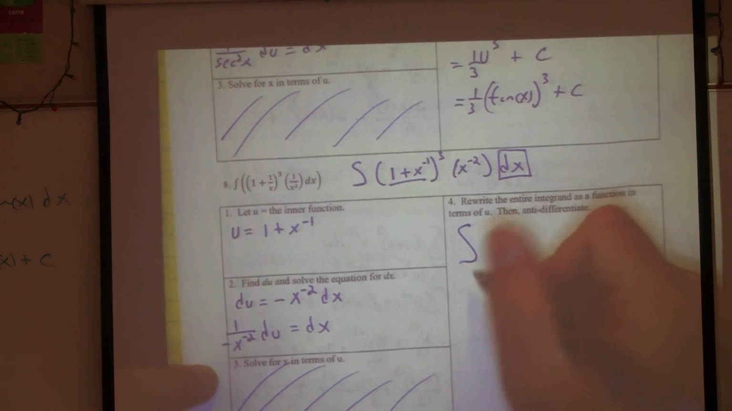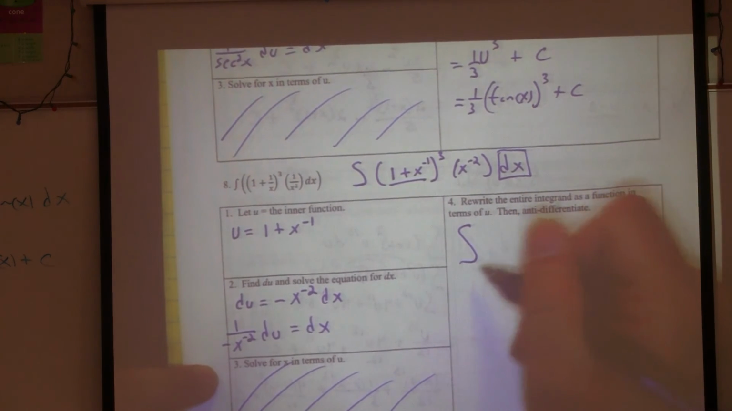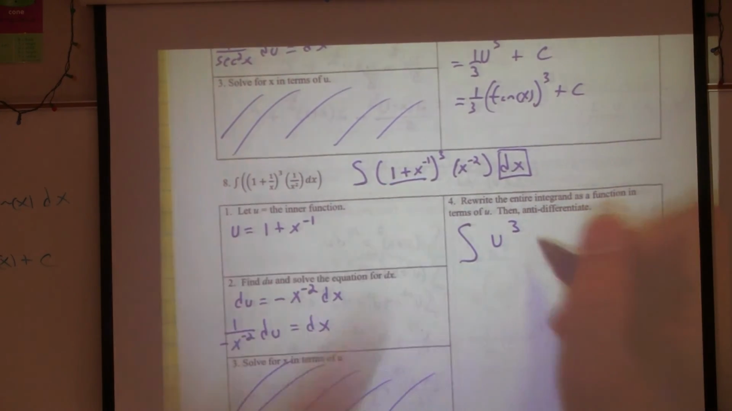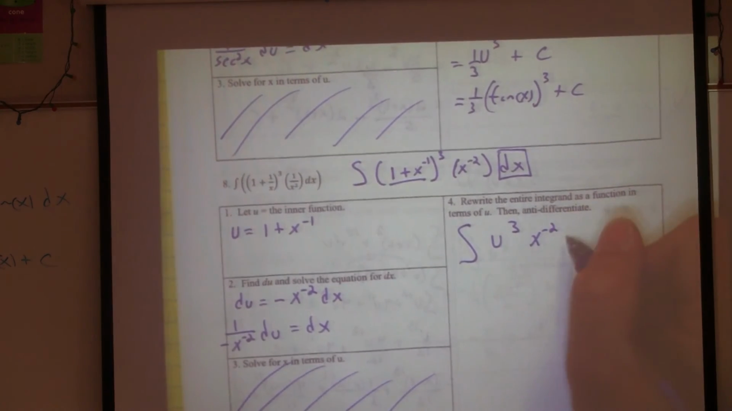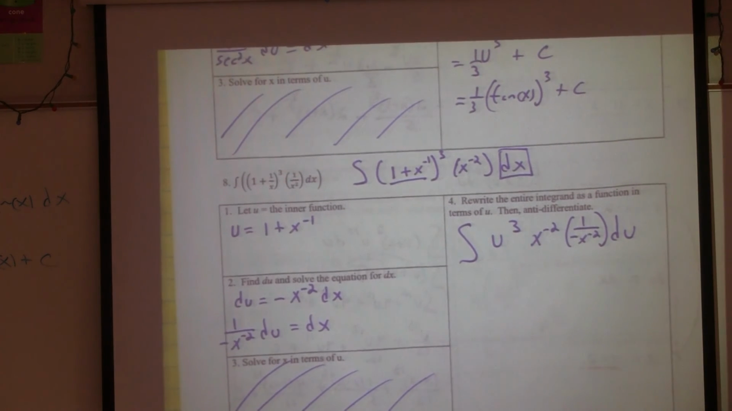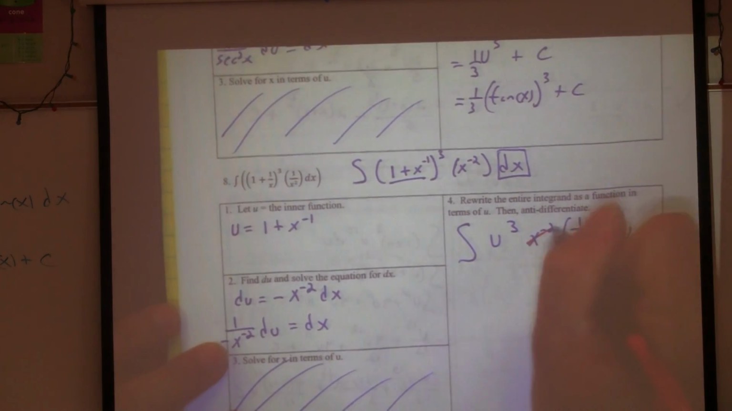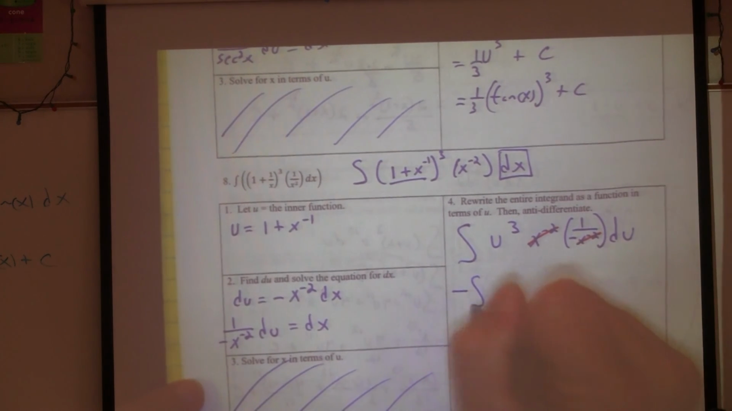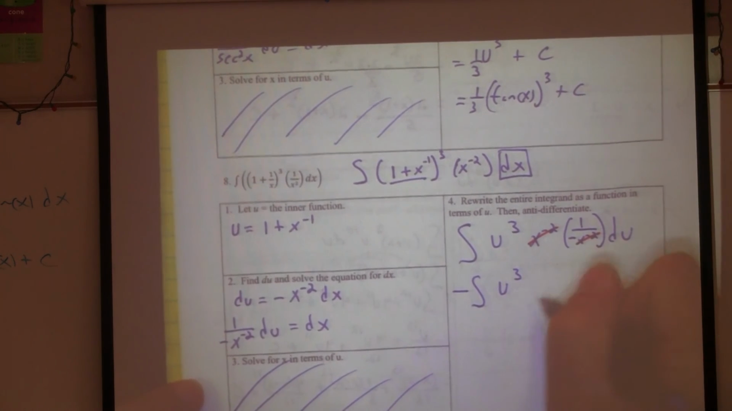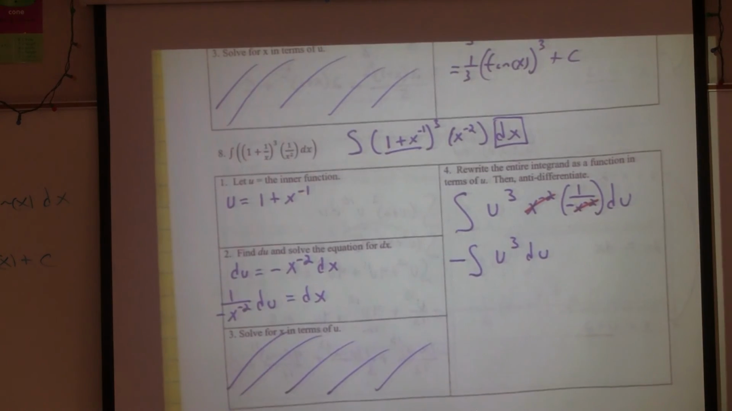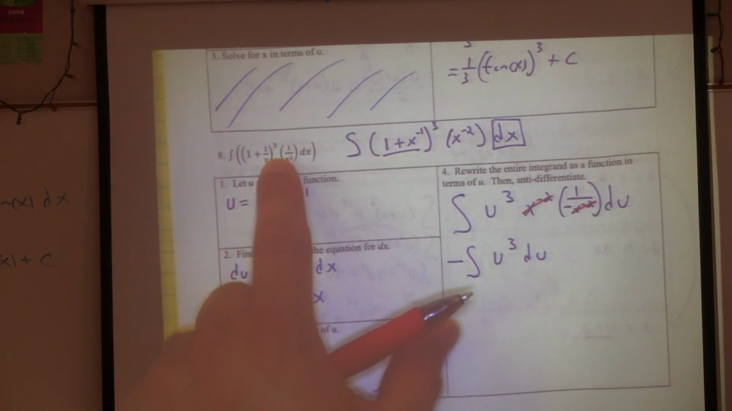No. So we got the integral of u to the third, x to the negative 2 times 1 over negative x to the negative 2 du. Does that part go away? The negative is still there, so I'm gonna throw him outside. Negative u to the third. Look at how easy it became. All that hardcore stuff right there became this.